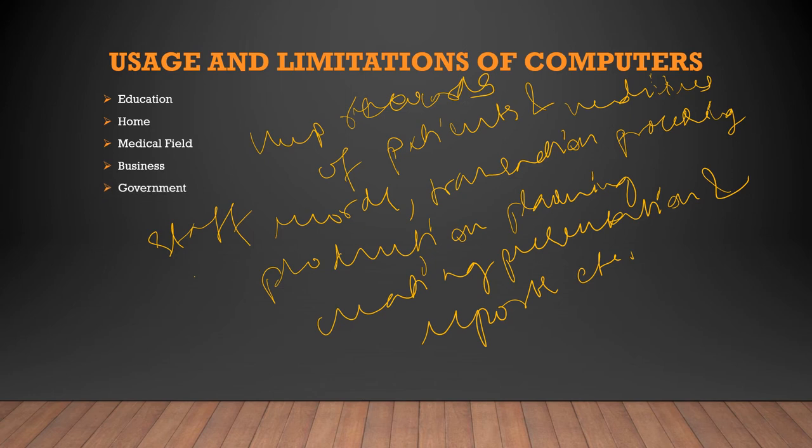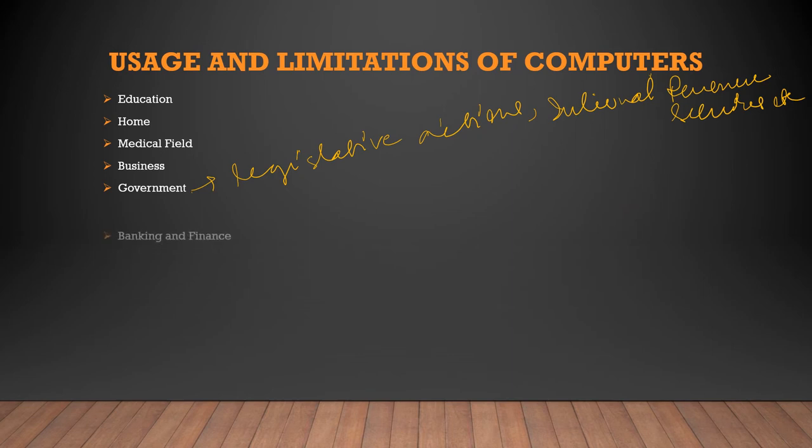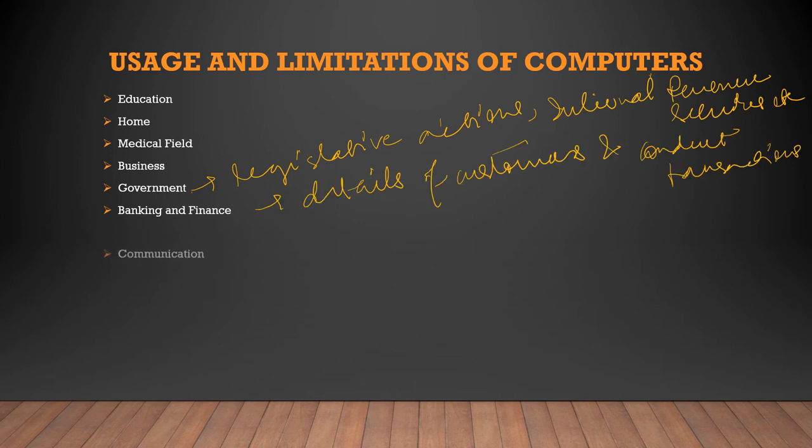Next is the government. Various government departments use computers to improve the quality and efficiency of their service. Computers are used to keep records on legislative actions, internal revenue service, etc. Next sector is the banking and finance. In the banking sectors, computers are used to store the details of the customer and conduct transaction. People can also use computer to access information on stock markets, trade markets, and manage investments. Next is the communication. Computers are used to communicate through emails, chat, and video conferencing.